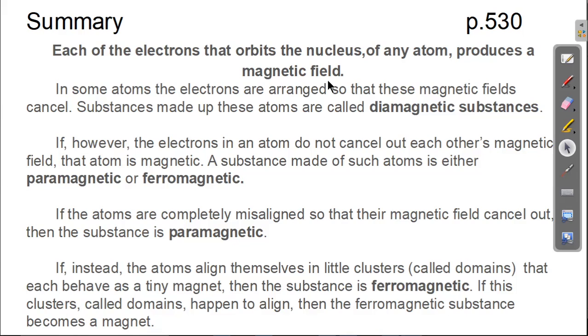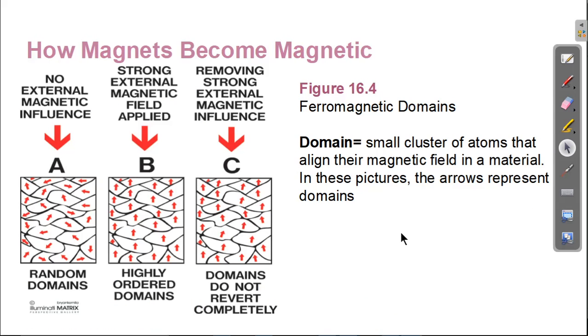So that's the summary of what we have covered up to now. Now, this is another example. It's exactly the same thing we have talked about, but it's very important for you to understand that. Look at the magnetism here pointing in random directions. No external magnetic influence, nothing. It's not acting as a magnet. They're pointing in different directions.